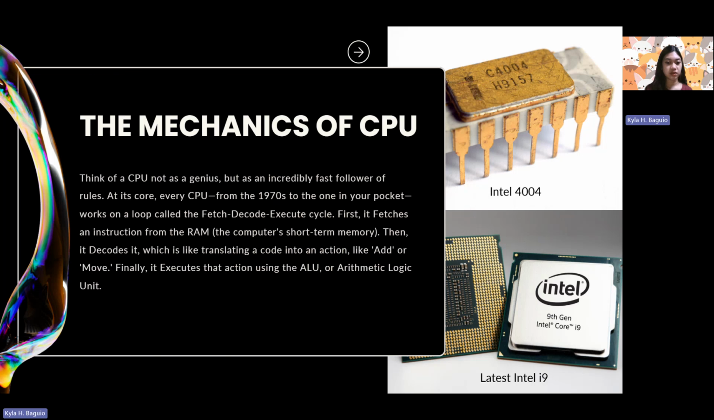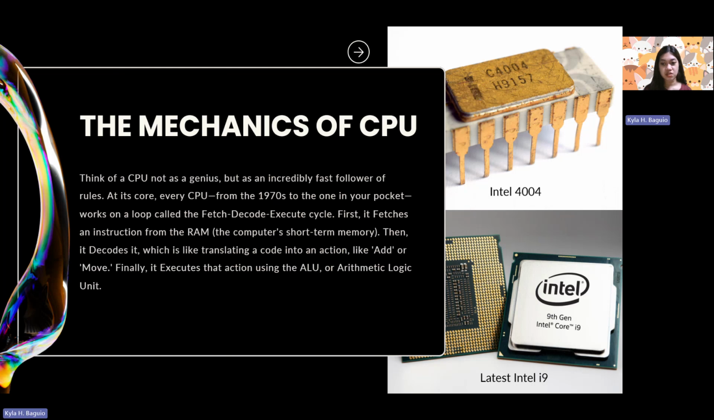The decode unit translates that binary string into a specific electrical path, essentially turning a cryptic code into an actionable command like add these two numbers or move this data to another file. Last, the CPU executes the command using the ALU, or what we call the arithmetic logic unit, the mathematical engine of the processor.